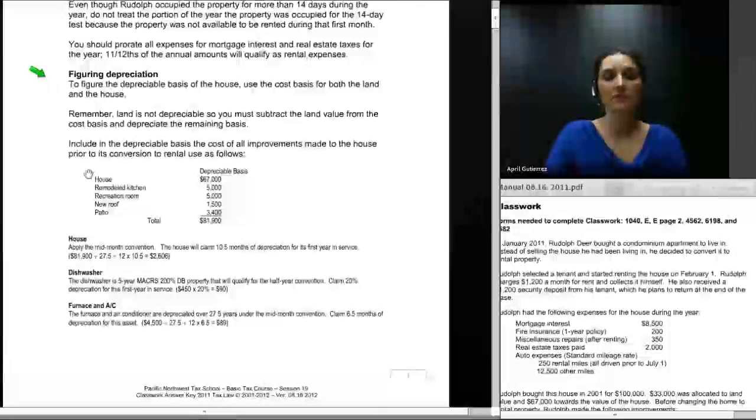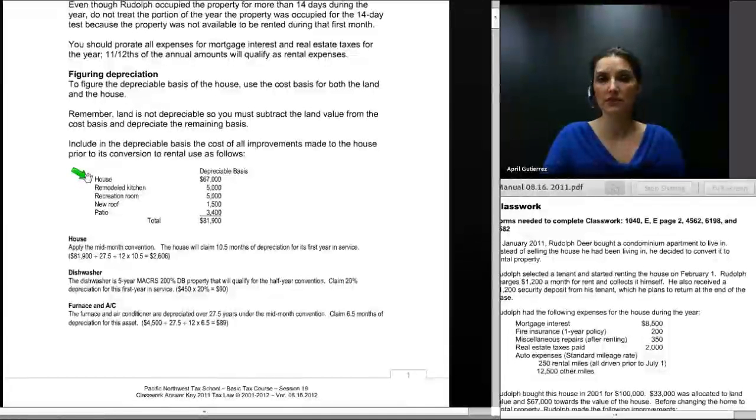Figuring depreciation, we gave you all of the information on the depreciation schedule already, but we've got it again here for you. The house has a cost basis of $67,000. Where do we get that? We take $100,000 of purchase price and subtract out the land value of $33,000. That leaves us $67,000. We then add in the remodeled kitchen, the rec room, the new roof, and the patio. When we add all of those numbers up, we get $81,900.